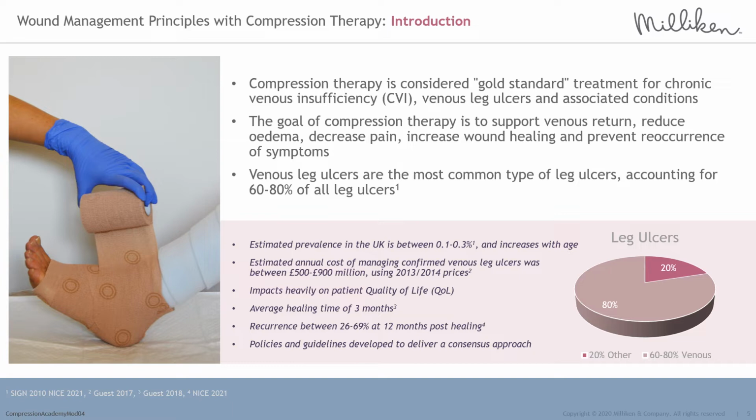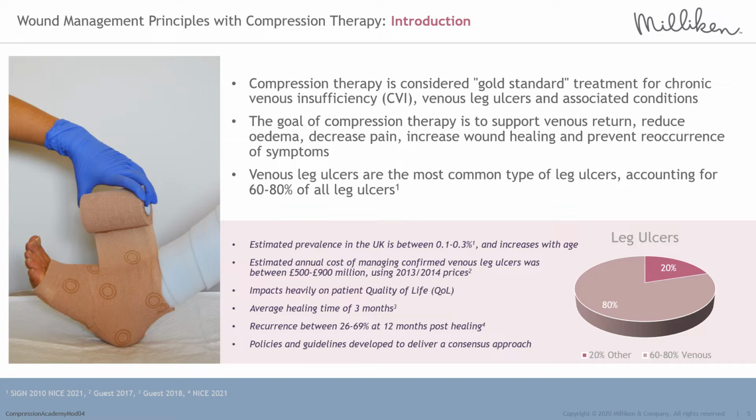The annual cost of managing confirmed venous leg ulcers in the United Kingdom is reported to be between £500 and £900 million. The United States of America estimate annual costs between $2.5 and $3.5 billion, and are consistent with European estimates, with Germany reporting cost to treat at between €9,900 and €10,800.